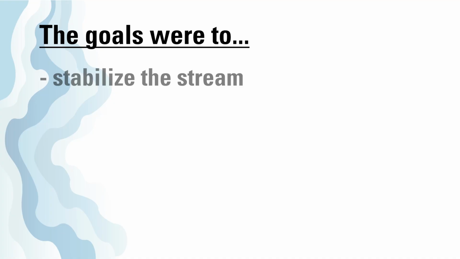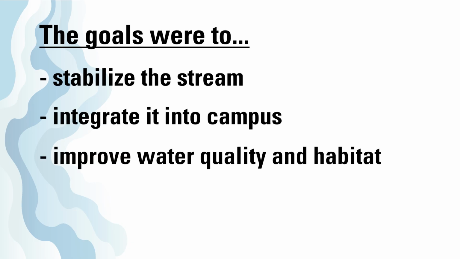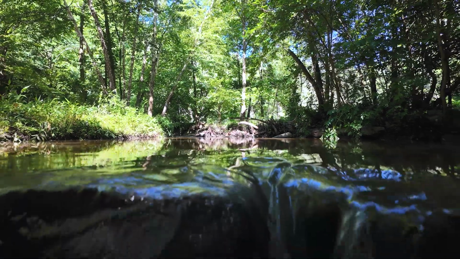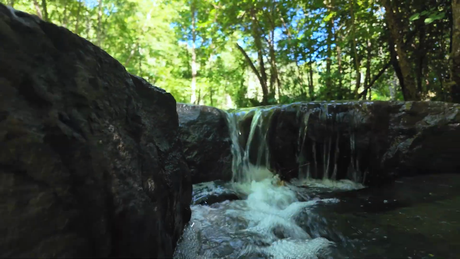In the 1990s, a three-phase restoration plan was developed by a diverse team of engineers, biologists, and architects to improve the health of a 6,000-foot stretch of the stream running through campus. The goals were to stabilize the stream, integrate it into campus, and improve water quality and habitat. The design was modeled after healthy natural systems and involved increasing the floodplain, building habitats like riffles and pools, and adding vegetation to enhance the riparian buffer.